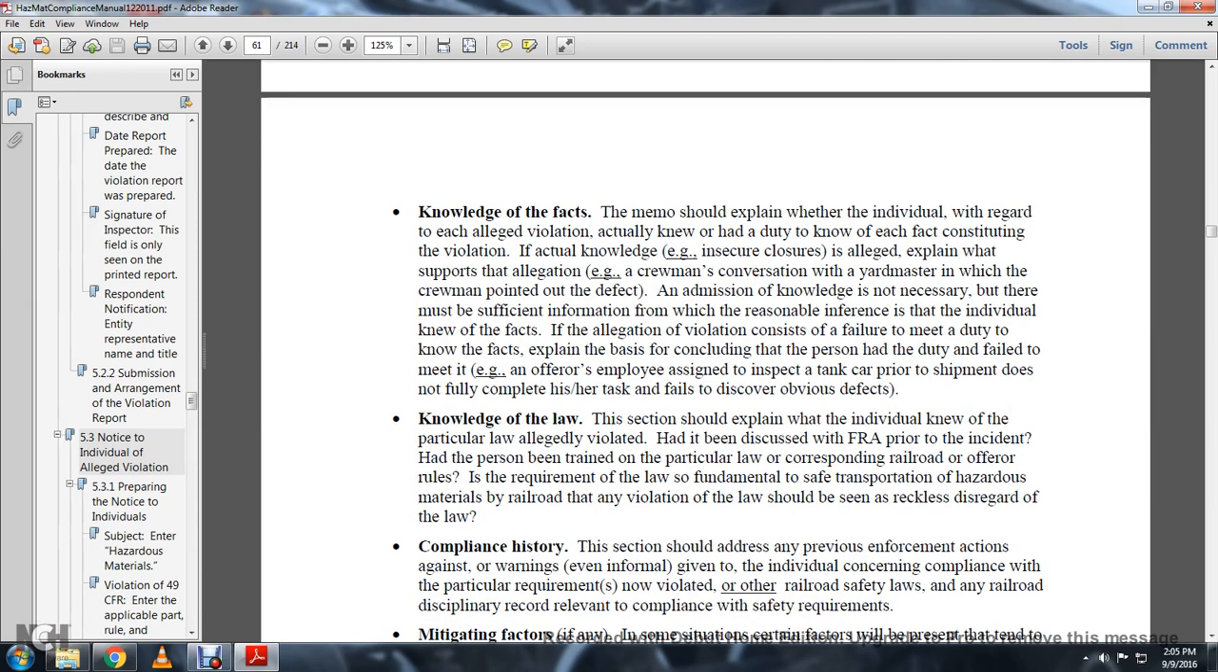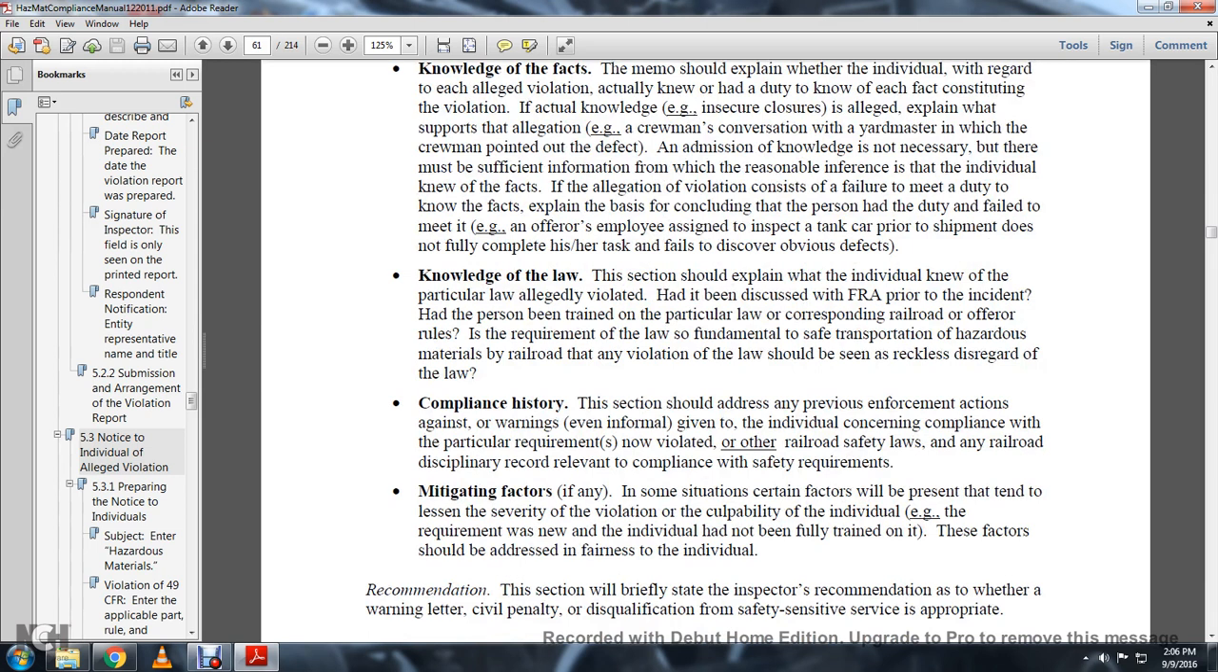For example, in the conversation with the yardmasters in which the crew pointed out the defective condition, knowledge is necessary. There must be sufficient information to show that the individual knew the facts alleged in the violation, considering the failure to do the duty to know the facts. Explain the basis for concluding that the person had a duty and failed to meet it, for example, an employee assigned to inspect the tank prior to shipment who does not fully complete his or her task and fails to discover obvious defects.